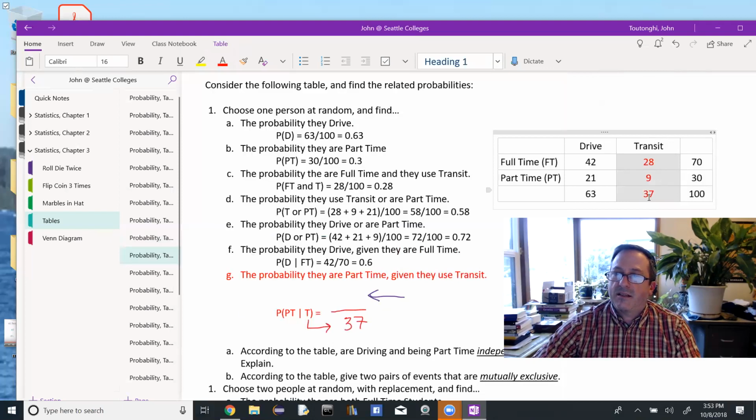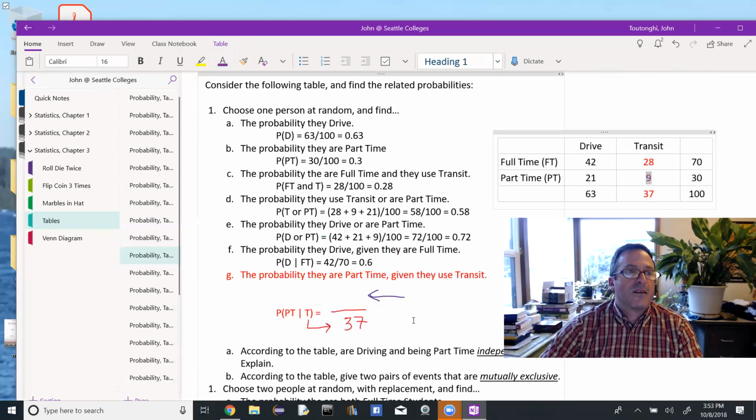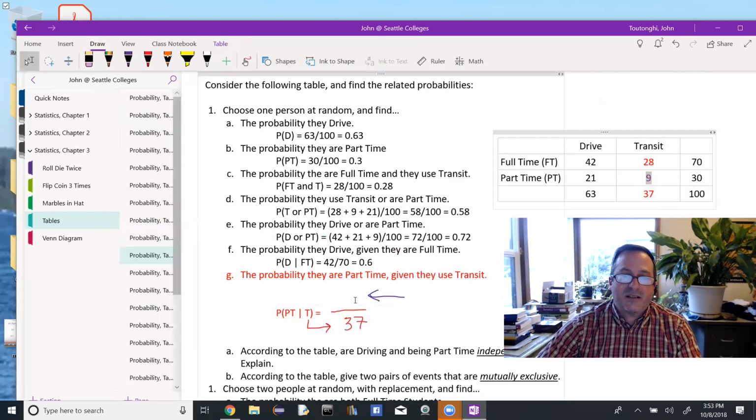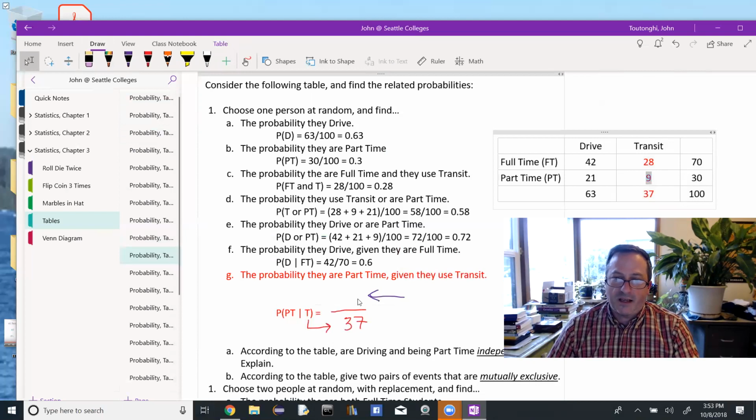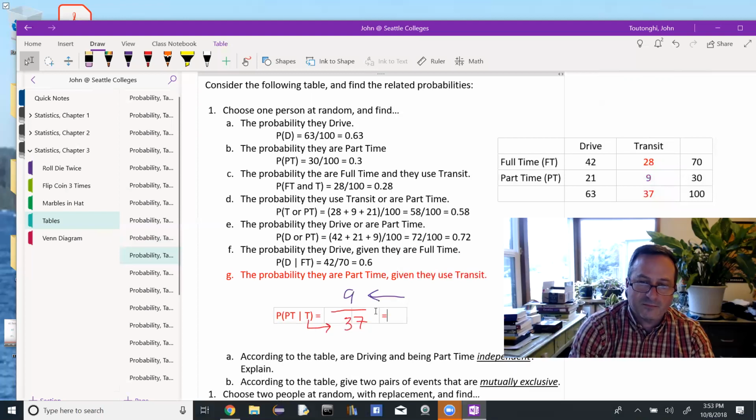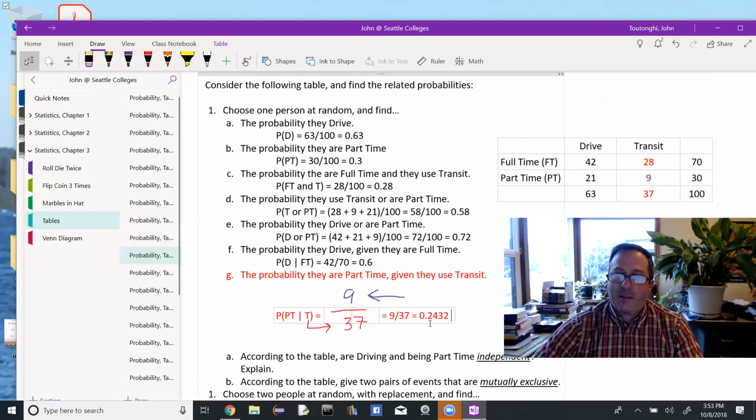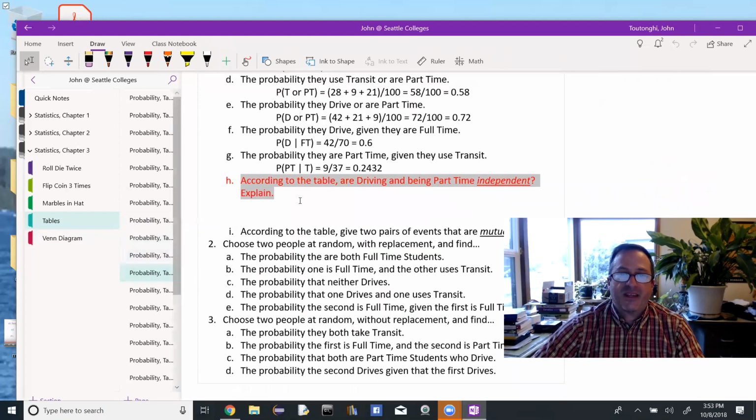So these are the part-time people who took transit. So 9 of them are part-time. So in my fraction here, the denominator is 37, and the numerator is 9, or 9 out of 37. That is my probability that they are part-time given that they took transit. 24%. Make sure that's right. Yep.